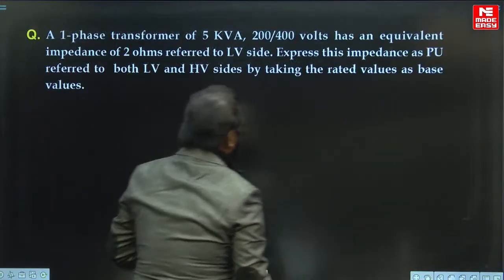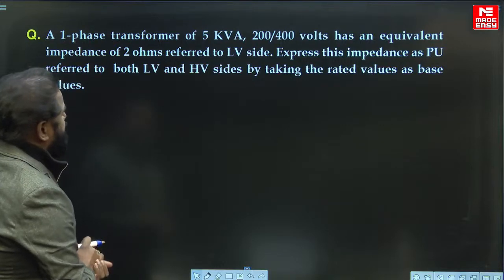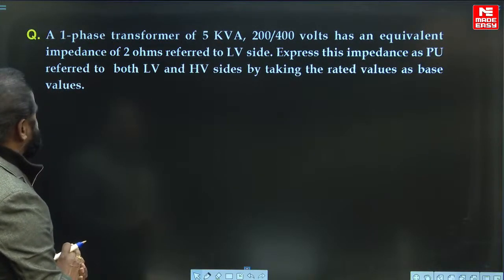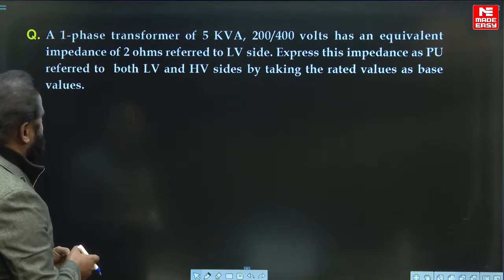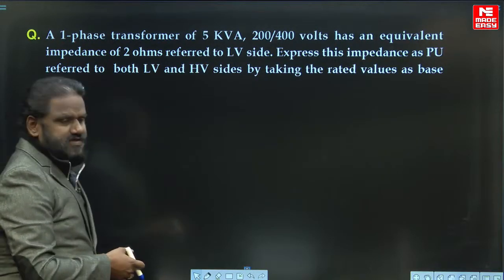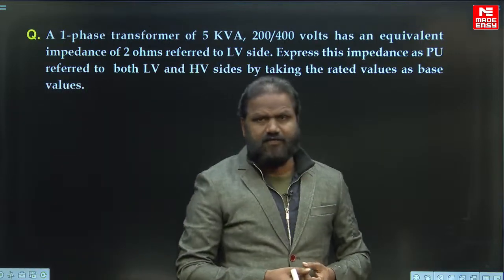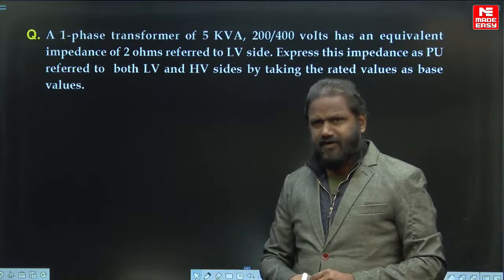Let's move on to the second question. A single phase transformer of 5 kVA, 200 volts has an equivalent impedance of 2 ohms referred to the LV side. Express this impedance in per unit referred to both LV and HV sides, taking the rated values as the base values. Okay, it is also a beautiful question. This belongs to the per unit system.